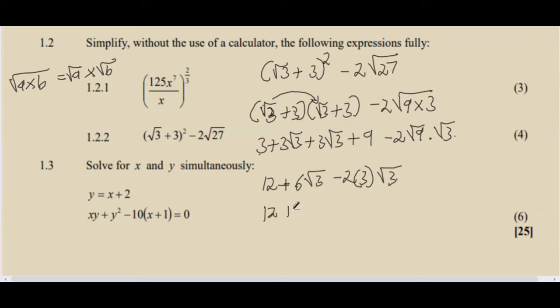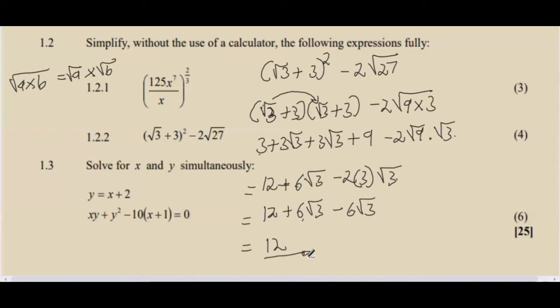Then 12 plus 6 root 3, and then this gives me what? 2 times 3, that's 6 root 3. Now, do you see that these are like terms? And then they will have to cancel out because this is 6 root 3 minus 6 root 3. So I'm only left with what? 12. So that's my solution.